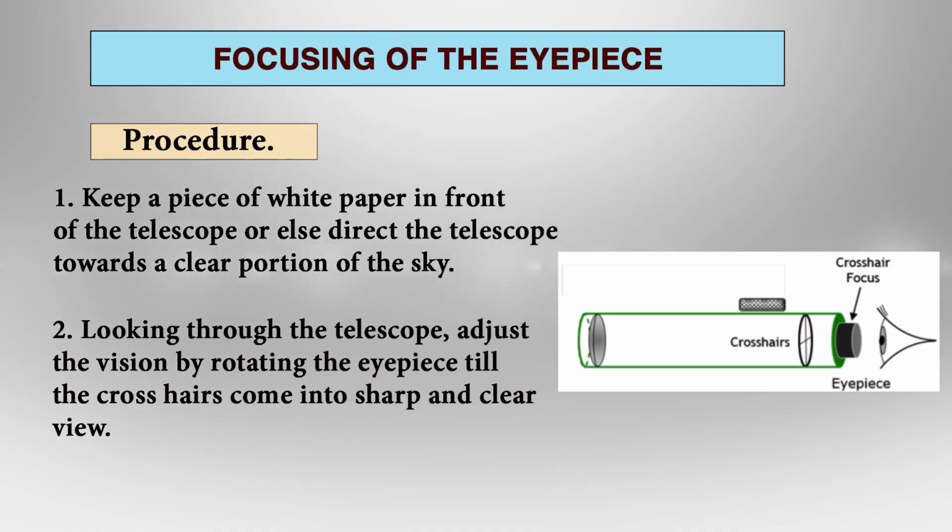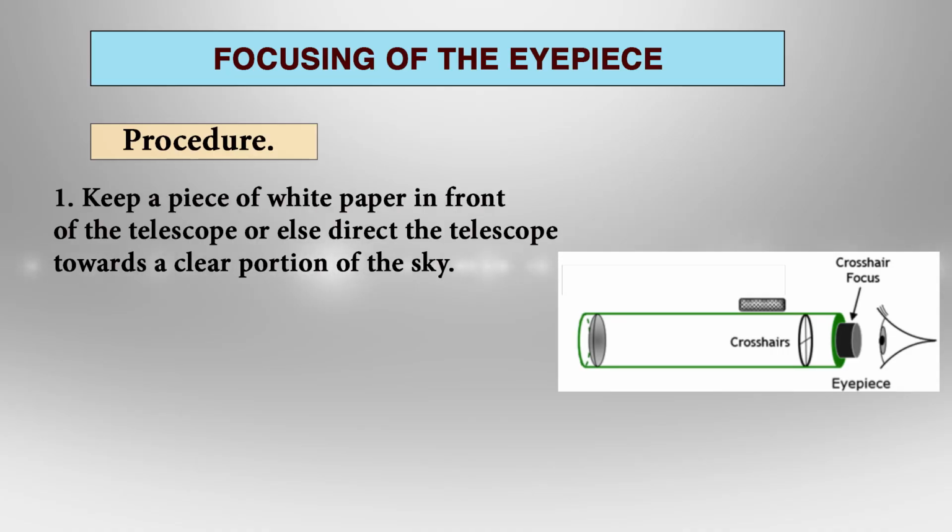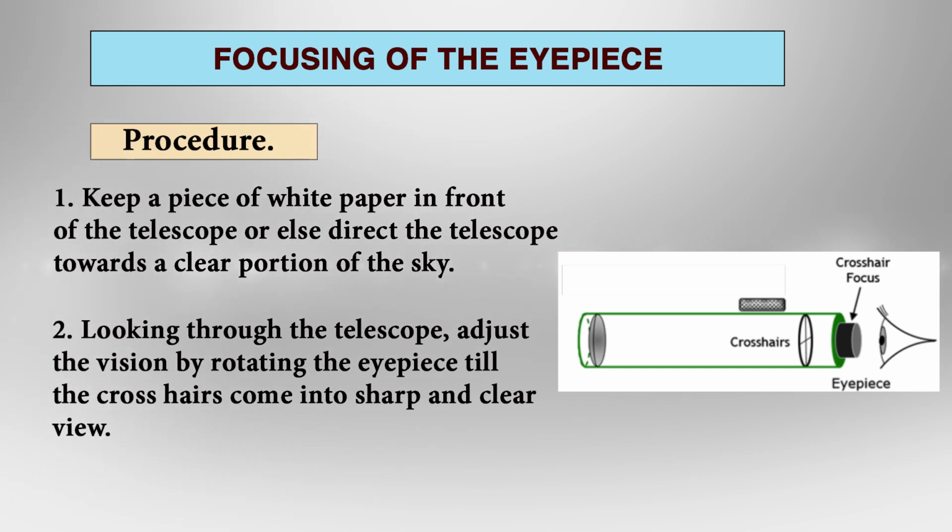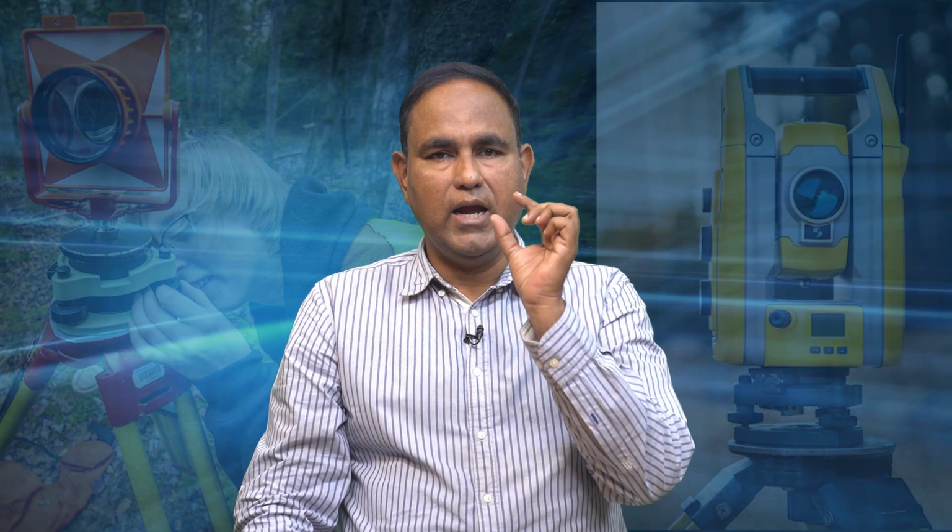Keep a piece of white paper in front of the telescope. So, if this is the telescope, keep a piece of clear or plain white paper in front of the telescope, or else you can point the telescope towards clear sky and, looking through the telescope, adjust the vision by rotating the eyepiece till the crosshair comes into sharp and clear view. So, at the eyepiece there is an adjusting arrangement. You can rotate it and bring the crosshair to be sharp and clear.